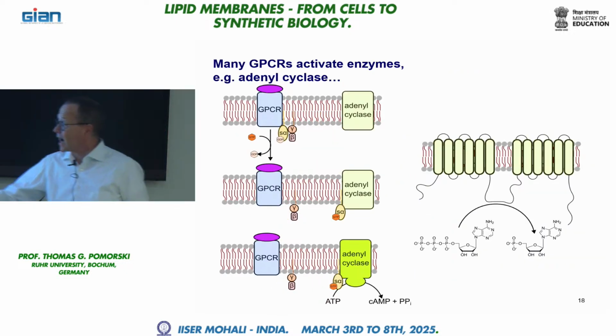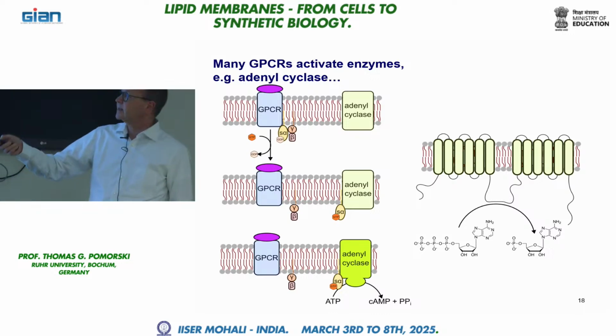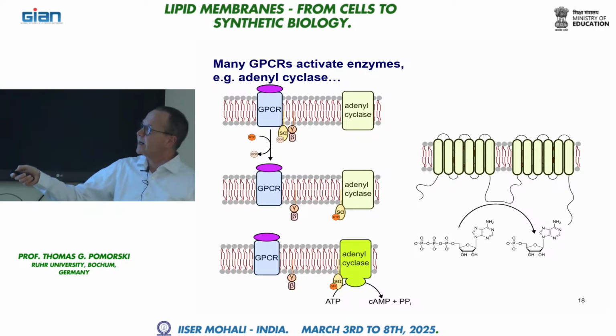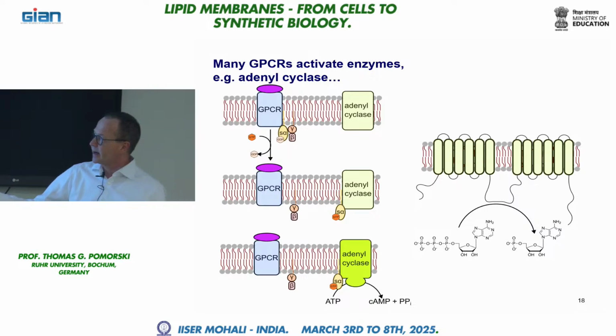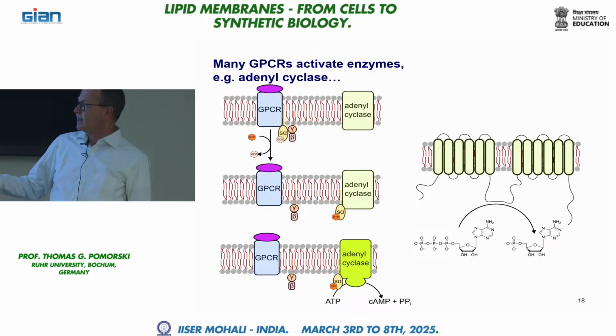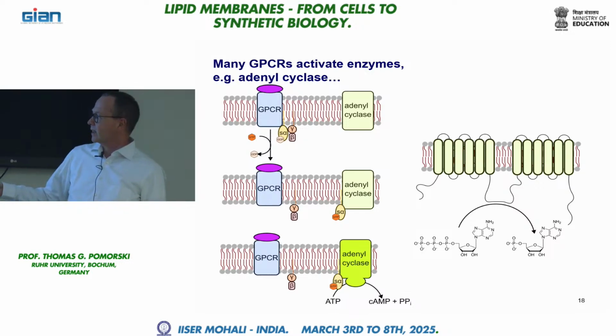So now, what target molecules? I give you just one example. A target molecule could be another membrane protein. In this case, it's an enzyme, an adenylyl cyclase. And when this alpha subunit binds to this enzyme, it gets active and turns basically ATP into cyclic AMP.